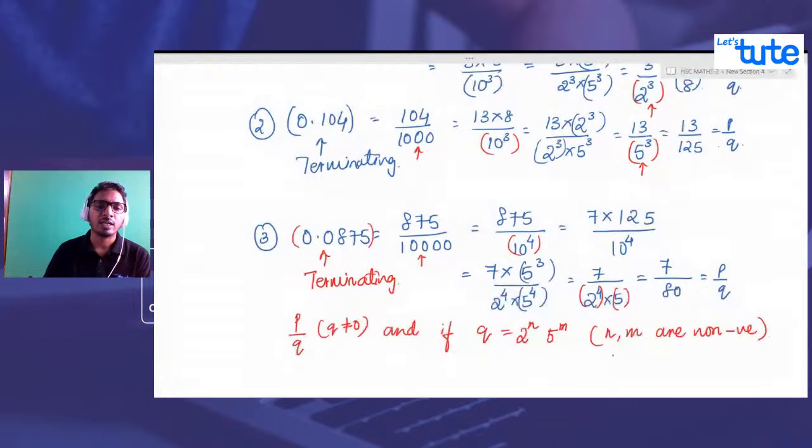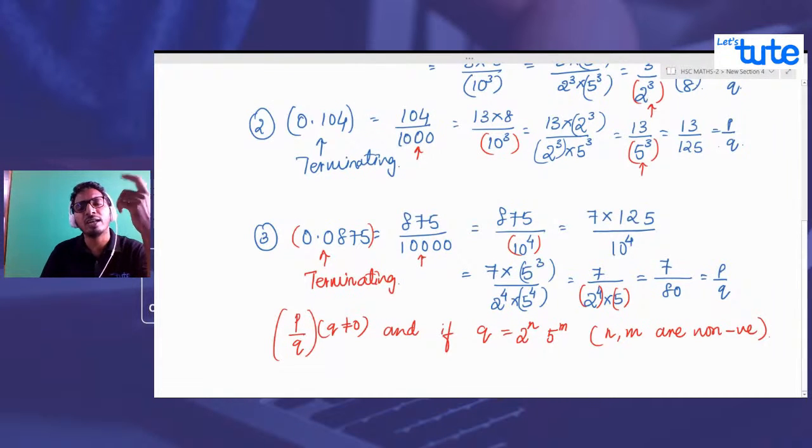I'm repeating. If you have a rational number which you generally write in the form of p by q, where p and q are integers and q is not equal to 0, and the denominator has prime factors 2 and 5 with some non-negative powers, then you can definitely say that the decimal number you are getting is terminating. So this is a good fact we know now.